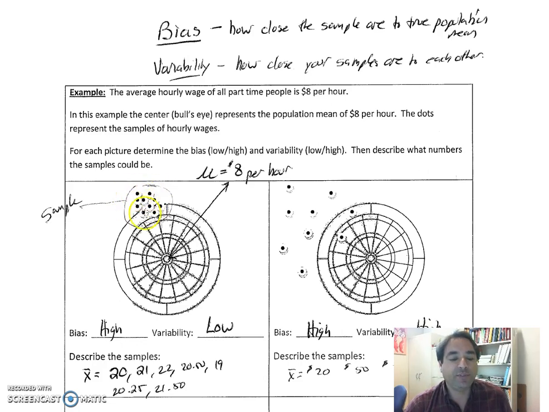These would be our samples. And we're going to talk about bias and variability separately, and then we'll give some numbers to make sure this makes sense. So our samples are here, our population mean is here. The samples are far away from the population mean, so we have high bias. But they are close to each other, so they have low variability.